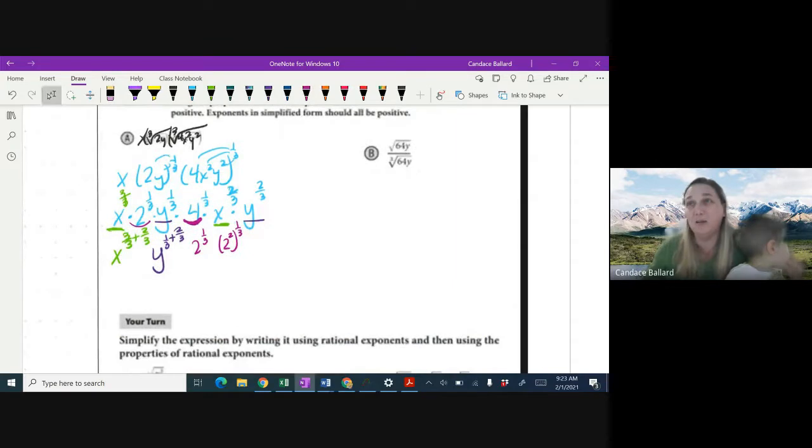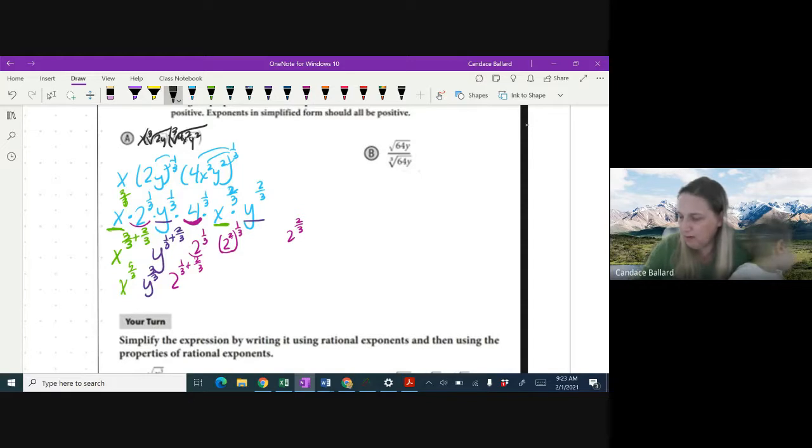Okay, so I'm going to need a couple more steps here. My x is going to become x to the, when I add it, 5/3. And then y to the 3/3. And now we have these bases the same, right? They're 2. This is technically 2 to the 2/3 power. So I'm going to be able to add those exponents. So 2 to the 1/3 plus 2/3.